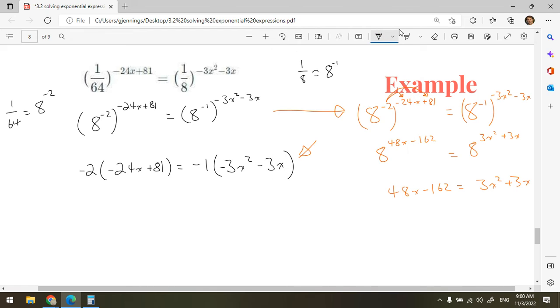I'm just going to expand those. Here, this gives me 48x. And this gives me minus 162 is equal to 3x squared plus 3x. Same thing. These two lines are the same. It's just when do I remove the base? That's all. I just took the base out a line earlier here so that I have more space to work with. Okay, now let's solve.